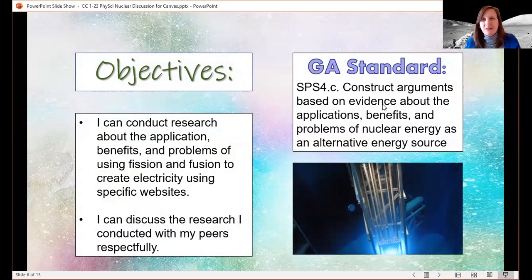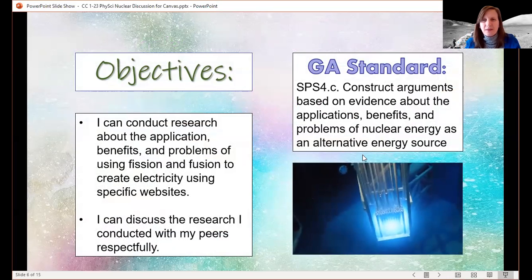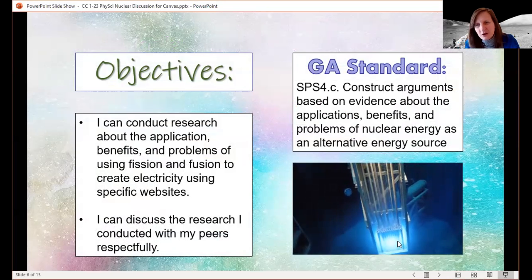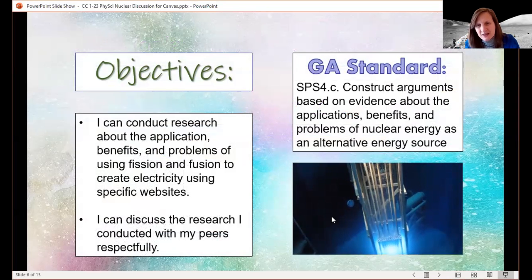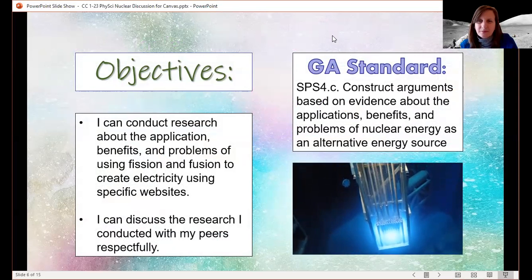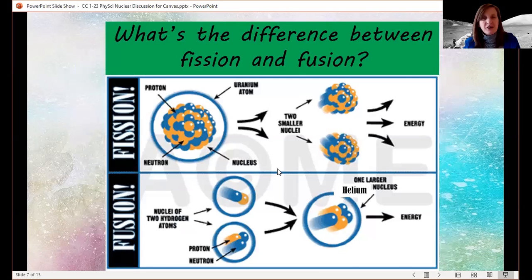And then we did the review, or there's the standards. The GIF in here is the picture of a nuclear fission reactor. It's surrounded by the water there, and you can see it boiling the water very nicely. So it's something for you to think about: the differences between fission and fusion.